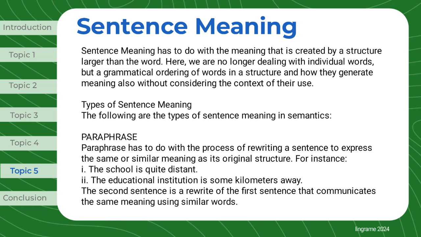Sentence meaning. Sentence meaning has to do with the meaning that is created by a structure larger than the word. Here, we are no longer dealing with individual words, but a grammatical ordering of words in a structure and how they generate meaning, also without considering the context of their use. Types of sentence meaning. The following are the types of sentence meaning in semantics.